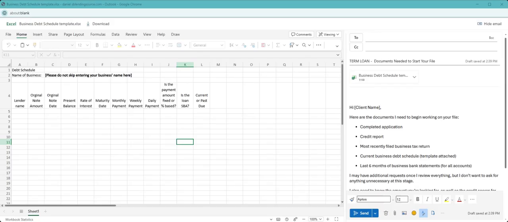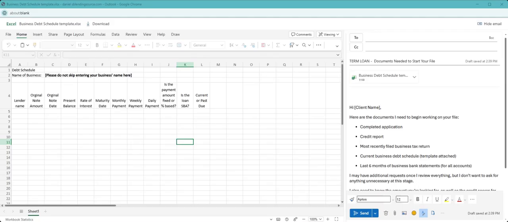Lenders use this document to calculate your debt service coverage ratio. That tells them whether your cash flow can support existing payments plus the new one. They also use it to see if you're over-leveraged or carrying a high cost of debt. Sometimes it helps identify refinance or consolidation opportunities, so it's important that you look over it carefully as well.